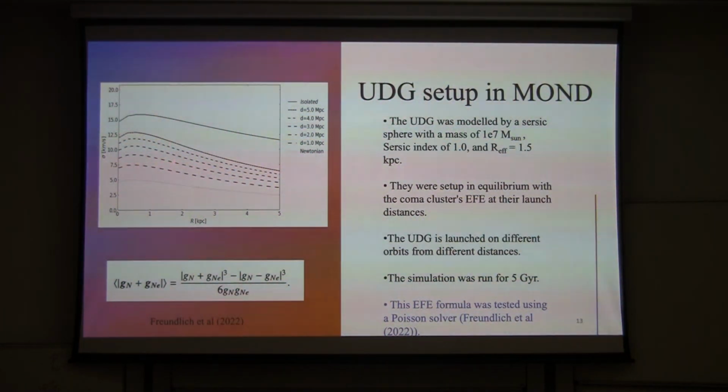These are the velocity dispersions that are set up for the UDGs. So this is the Newtonian one, this is the MOND one, the isolated MOND one. The remaining ones are the ones after taking the EFE into account. So yeah, these are the dispersion profiles of the simulations too.